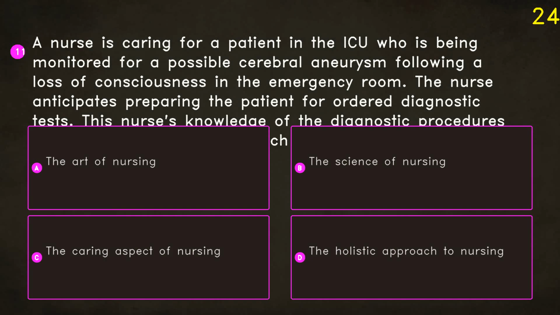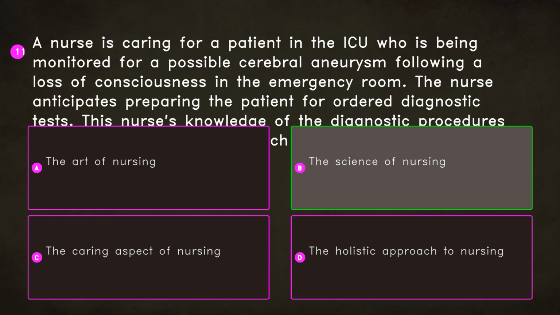Question 11. A nurse is caring for a patient in the ICU who is being monitored for a possible cerebral aneurysm following a loss of consciousness in the emergency room. The nurse anticipates preparing the patient for ordered diagnostic tests. This nurse's knowledge of the diagnostic procedures for this condition reflects which aspect of nursing? A. The art of nursing. B. The science of nursing. C. The caring aspect of nursing. D. The holistic approach to nursing. The correct answer is the science of nursing.